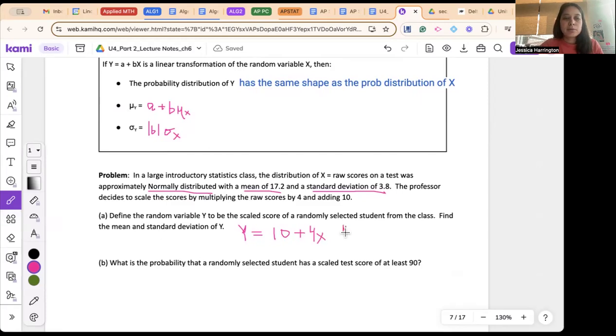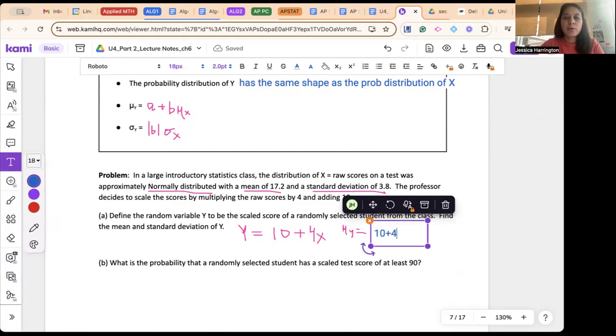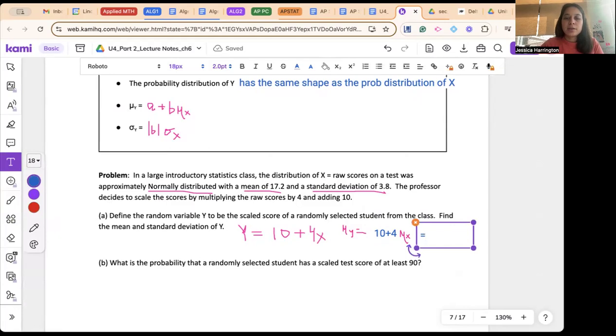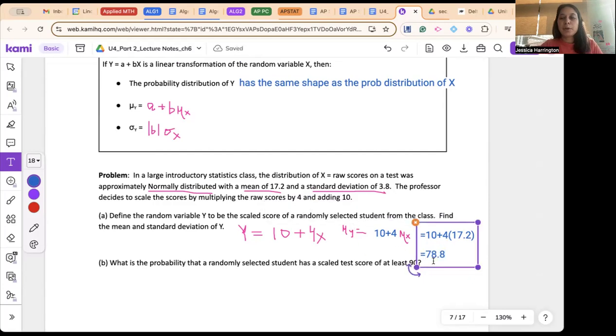So I'm going to write mu of y equals, I'm going to type this so I can go a little faster, right? It's going to be 10 plus 4 times the mu of x. Okay, so then we're like, all right, what is the mu of x? Well, it's up here, it's 17.2. So I need to figure out what is 10 plus 4 times 17.2. That just ends up being, I have it in here, 78.8. Okay. So the new mean score with those adjustments is 78.8 points.